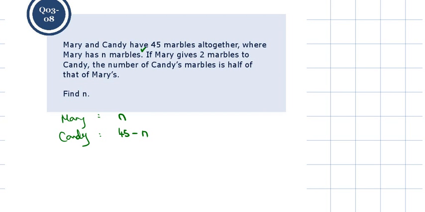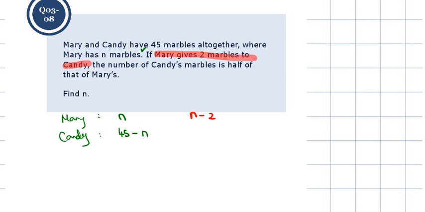Second sentence now: if Mary gives 2 marbles to Candy, the number of Candy's marbles is half of Mary's. So what happens when Mary gives 2 marbles to Candy? Well, that basically means that I have n minus 2, because Mary loses 2 marbles. You know what, I'm going to write it up there, it's a bit easier to read. n minus 2 up here.